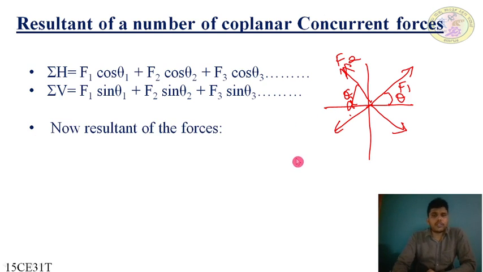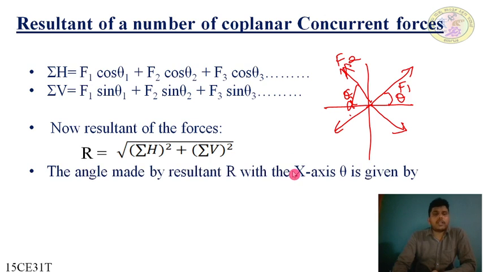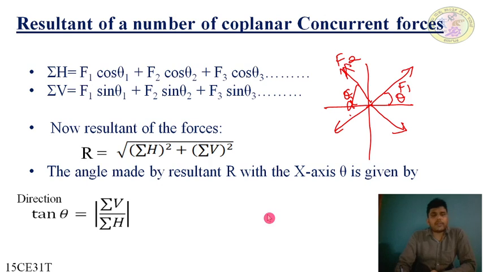Next, the resultant force will be calculated with the formula R is equal to square root of sigma H square plus sigma V square, and the direction of the resultant with respect to the axis, theta, is calculated with the formula tan theta is equal to modulus of sigma V divided by sigma H, the modulus of the summation of vertical components divided by the summation of horizontal components. Modulus indicates that we have to neglect the signs. Positive and negative signs should be neglected. Theta can be calculated by tan inverse of sigma V by sigma H.